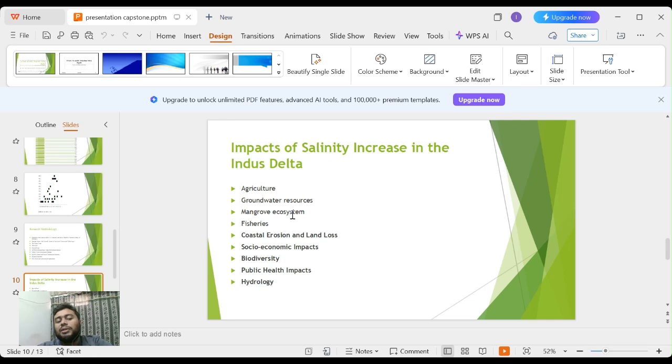Next one is the public health impacts. Increasing salinity directly and indirectly affects human health by reducing access to fresh, safe drinking water. There will be more saline drinking water, increasing waterborne diseases and hygiene problems where fresh water is scarce. It also raises the risk of hypertension and other health issues associated with long-term consumption of saline water, as documented in studies of delta regions worldwide. The ninth one is impacts on hydrology.